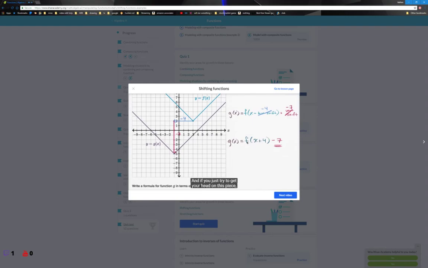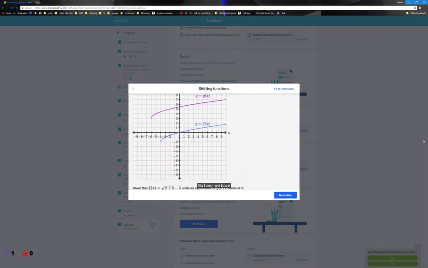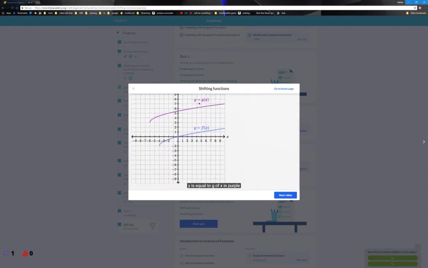If you're just trying to get your head around the horizontal shift, I recommend not even using this example. Use an example that only has a horizontal shift, and it'll become a little more intuitive. We have many videos that go into much more depth and explain that. But let's do another example of this. Here we have y equals g of x in purple and y equals f of x in blue.